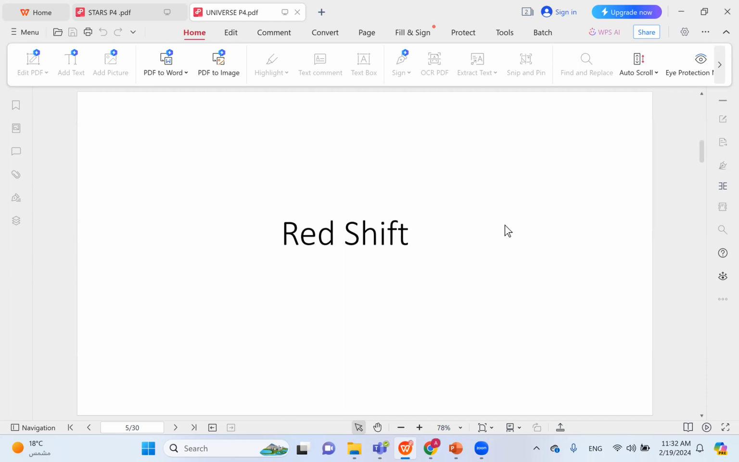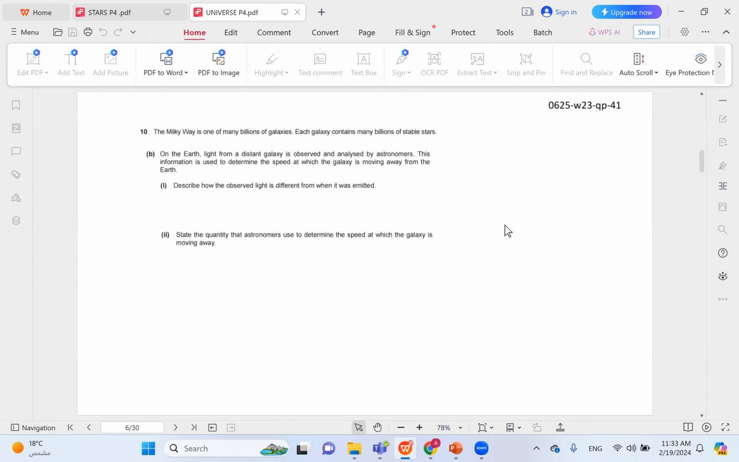Next, we move on to the topic of redshift. The Milky Way is one of many billions of galaxies. Each galaxy contains many billions of stable stars. On the Earth, light from a distant galaxy is observed and analyzed by astronomers. This information is used to determine the speed at which the galaxy is moving away from the Earth. Describe how the observed light is different from when it was emitted. State the quantity that astronomers use to determine the speed at which the galaxy is moving away.